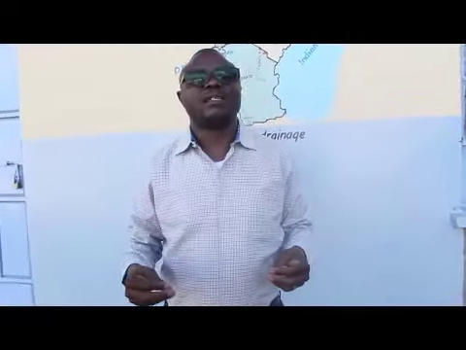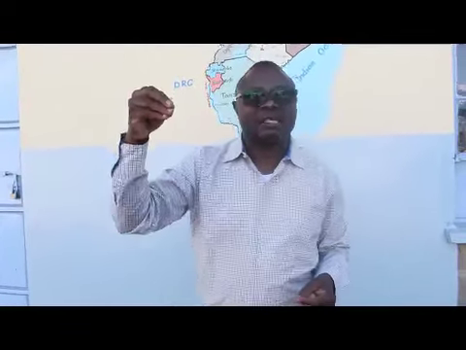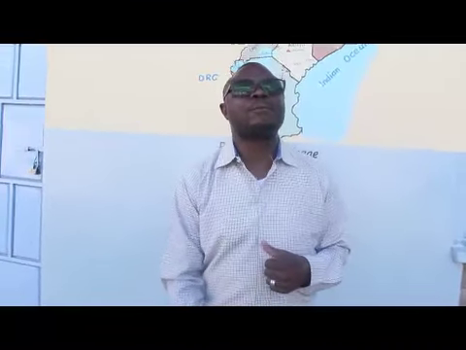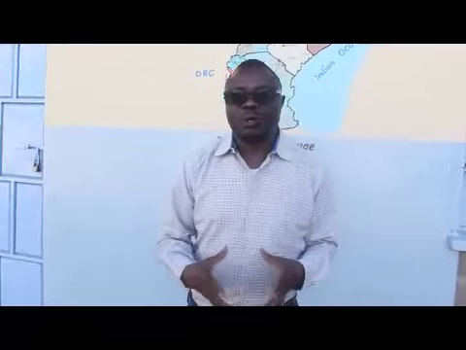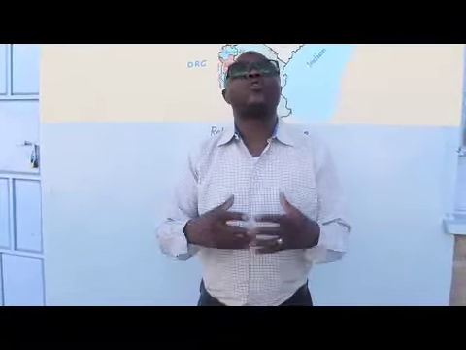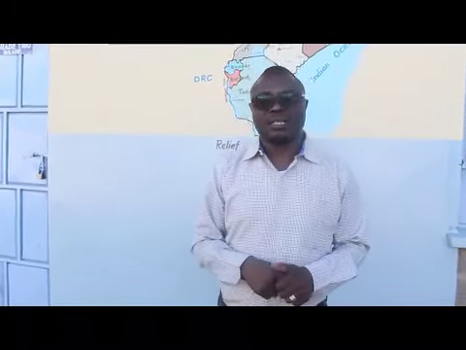Now, this prevents sunlight from reaching the foot of the forest. And you know, plants need light to manufacture their food through a process known as photosynthesis. So because light does not penetrate up to the foot of this forest, you realize that there is little or no undergrowth because of lack of sunlight reaching the foot of this particular forest.